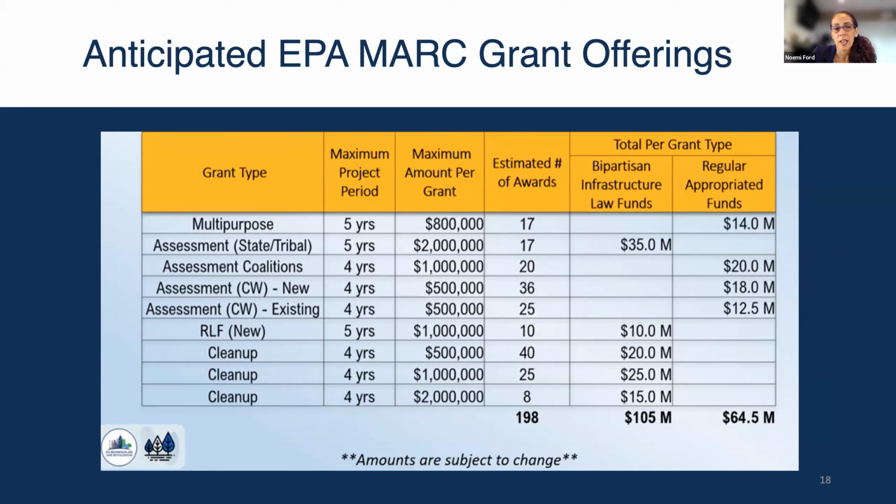You can see it gives each of the different grant types, the maximum project period, meaning how long you can keep the money and spend the grant awards, what the amounts are, how many awards we expect to make, and then the total that we'll have, because we not only have bipartisan infrastructure funding, but we also still receive our regular appropriated funding. Next slide.